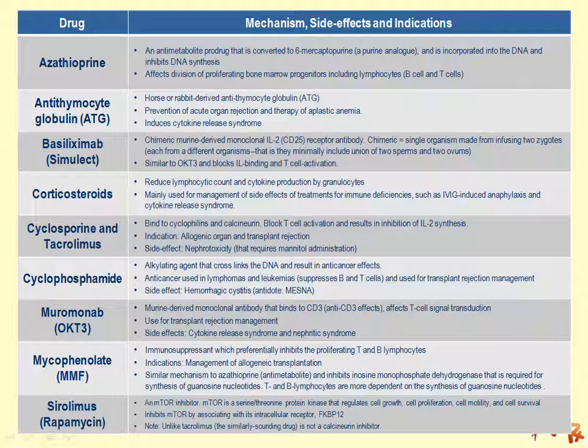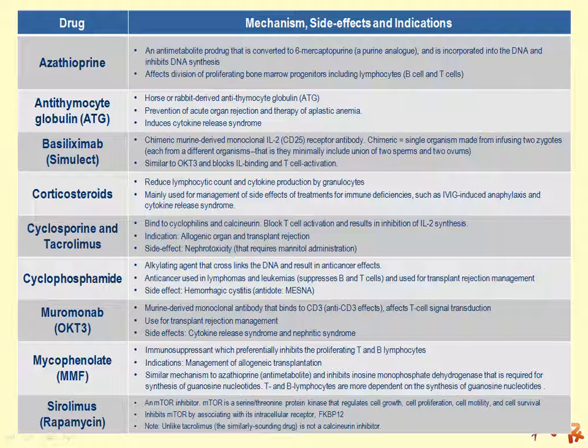Cyclophosphamide is an alkylating agent that cross-links the DNA and results in anti-cancer effects. It is used in lymphomas and leukemias, and it suppresses B and T cells. It is used for transplant rejection management as well. Side effects: hemorrhagic cystitis. If you recall from the anti-cancers, the antidote for hemorrhagic cystitis is mesna.